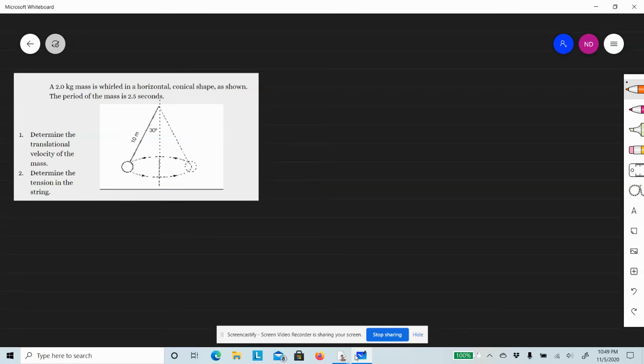All right, guys, final example on translational circular motion. Here we've got a 2 kilogram mass whirled in a horizontal conical shape, like so. This is a big thing. This is 10 meters long. This is very big. And it takes 2.5 seconds to go around this path.